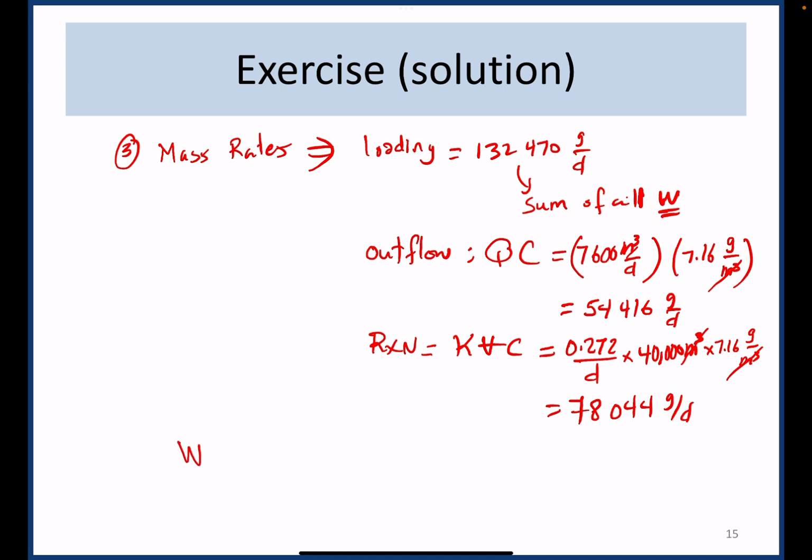Now you could go ahead and check if that's going to be equal to W. So you can see that W is equal to QC plus KVC. When you add up this to this, you'll end up with the loading, 132,470. And that is only a check of whatever we just did.